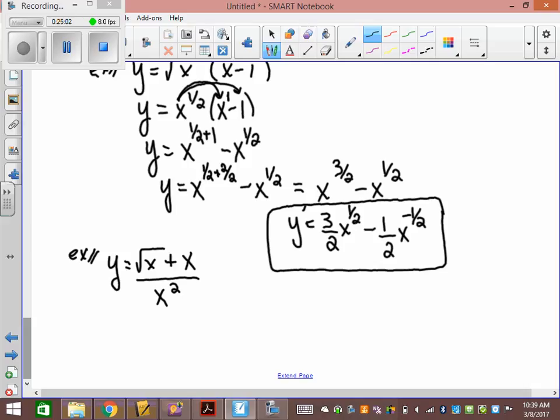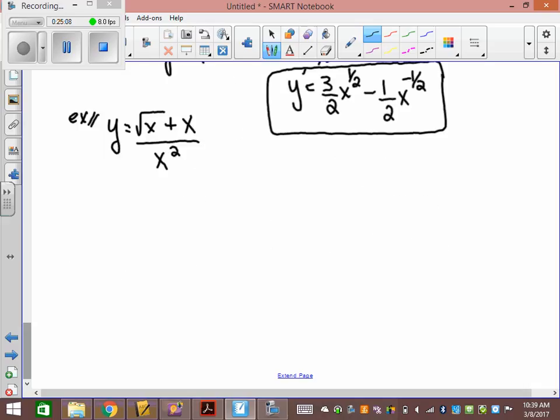So this one I can't do power rule to unless you just have x plus or minus x plus or minus x, right? So what I first have to do for this one is I'm going to actually have to divide each term by x squared.